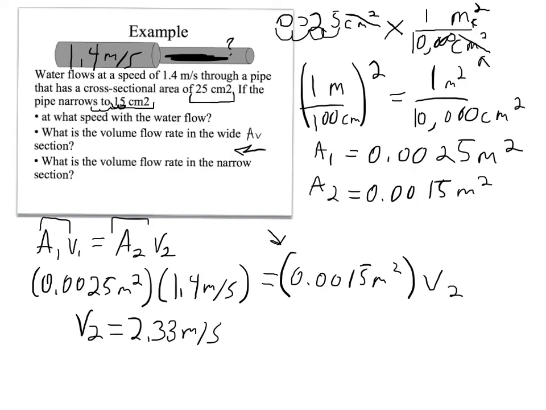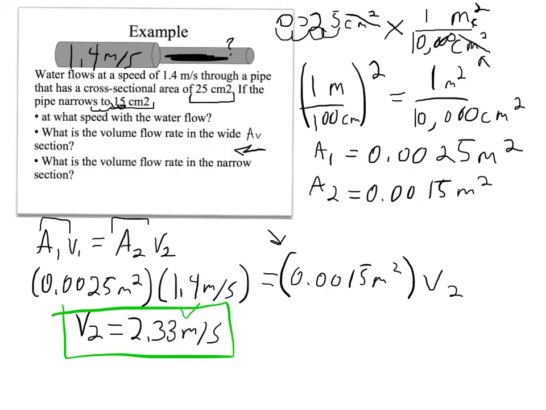Now we learned that smaller cross-sectional area will make the fluid flow faster, and this does. According to this, the fluid sped up, went up to 2.33, and so our answer makes sense. I'm going to say that seems right to me.